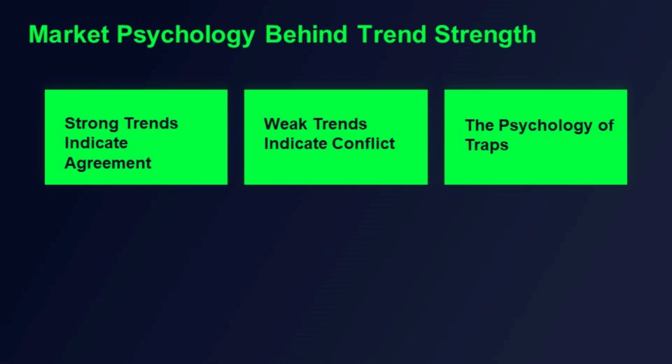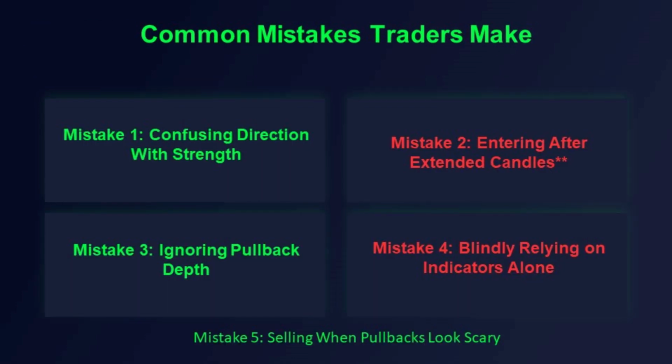The psychology of traps. When traders misread strength, they enter at the worst point. They overestimate momentum. They get trapped exactly where institutions want liquidity. Understanding trend strength helps avoid these traps. Common mistakes traders make. Mistake 1: confusing direction with strength. Just because price is rising doesn't mean the trend is strong.